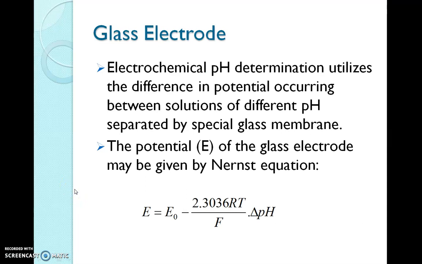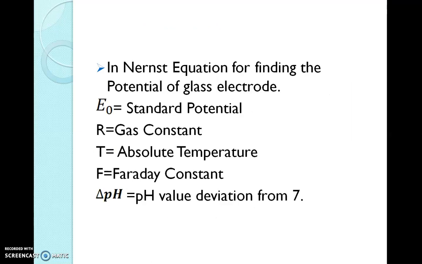So next we discuss the glass electrode. The potential E of the glass electrode may be written by means of a Nernst equation: E equals E naught minus 2.3036 RT by F into del pH. Here E naught is the standard potential, R is the gas constant, T is the absolute temperature, F is the Faraday constant, and del pH is the deviation of the pH value from 7.